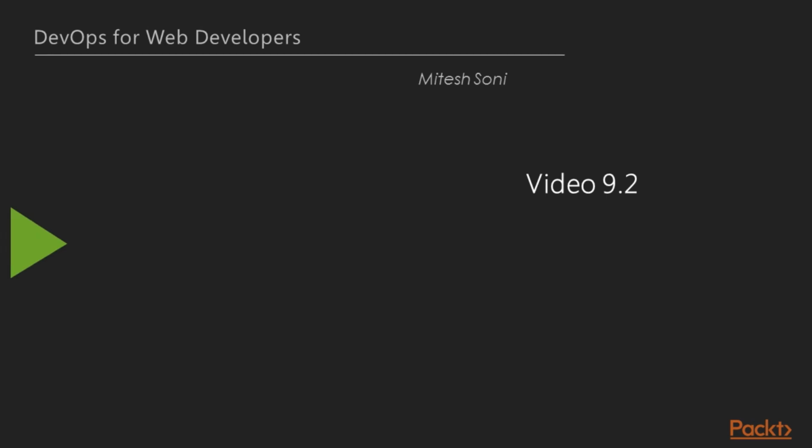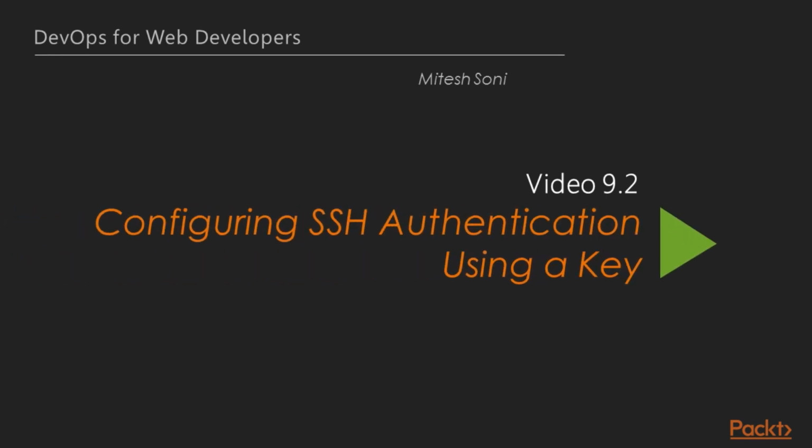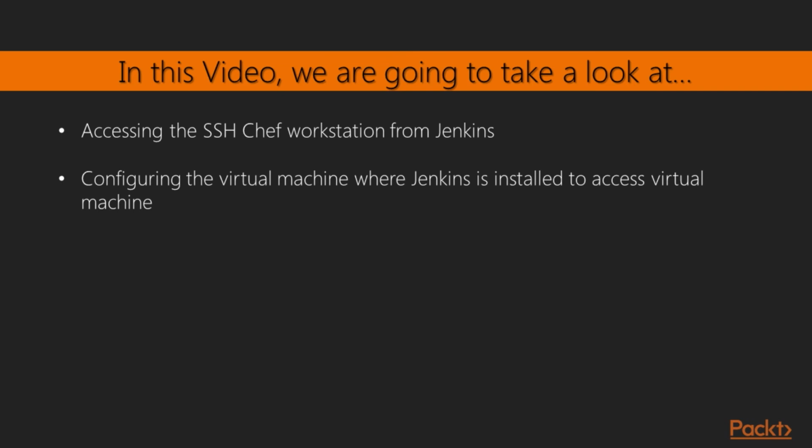Hi, and welcome to the next video of the last section, configuring SSH authentication using a key. In the previous video, we got to know about creating build jobs for end-to-end automation. In this video, we're going to take a look at how to configure SSH authentication using a key.